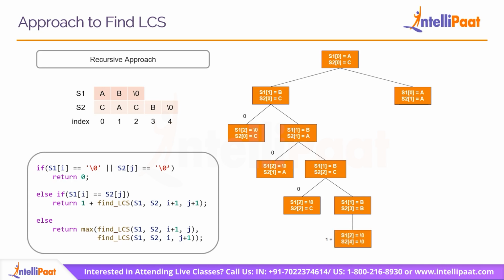Now finally we are at a stage when both S1 of i and S2 of j are \0. So this will return a 0. This 0 will be added to 1 and the result, which is 1, will be returned to the caller. This one will then propagate upwards.